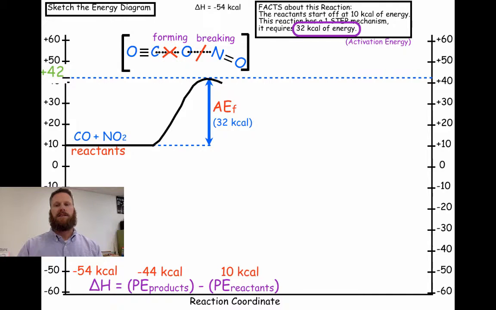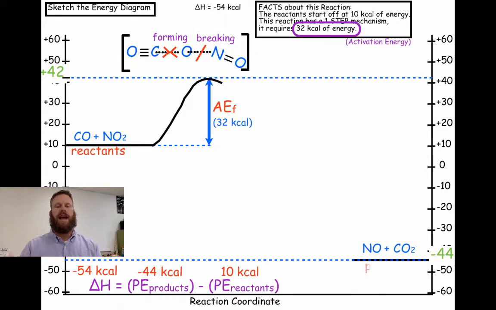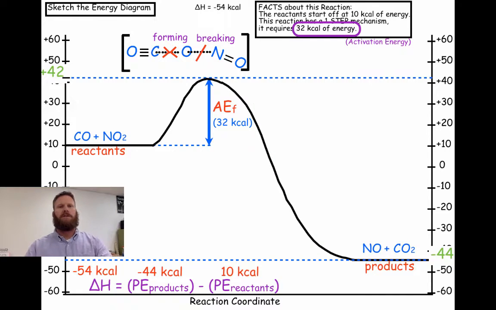This should make sense because for any exothermic process, the reactants are higher in energy than the products. Draw a horizontal line at negative 44 kcals to represent the products of this reaction. Now, complete the diagram. Notice that the change in energy from the products and reactants represents the enthalpy of the reaction. Negative 44 kcals minus 10 kcals is negative 54 kcals.